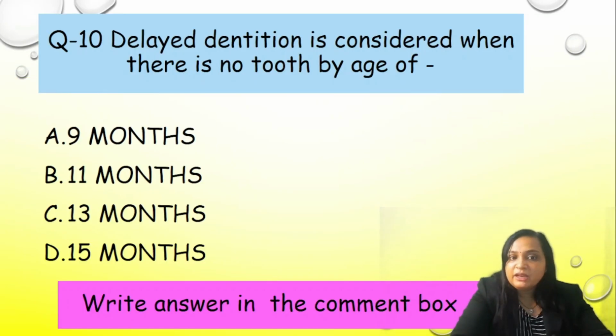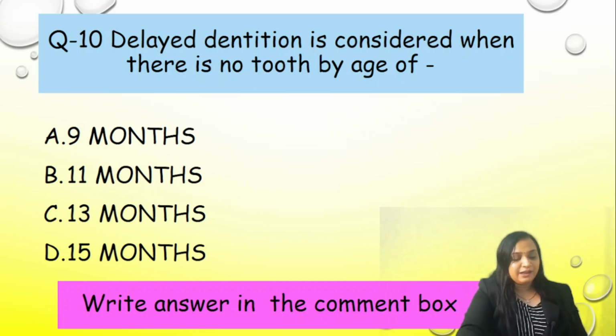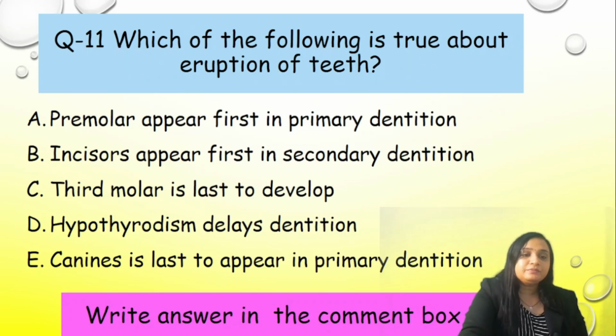Question number 10. Delayed dentition is considered when there is no tooth by the age of, your options are A, 9 months, B, 11 months, C, 13 months, or D, 15 months.